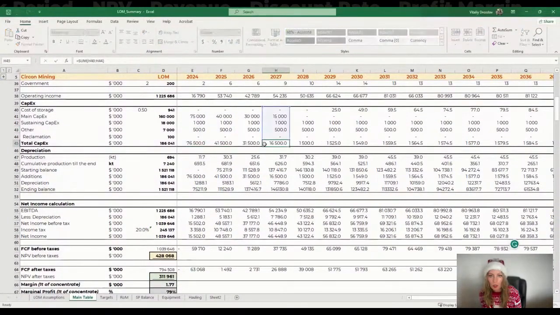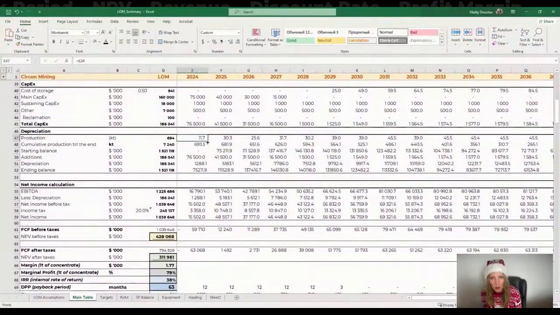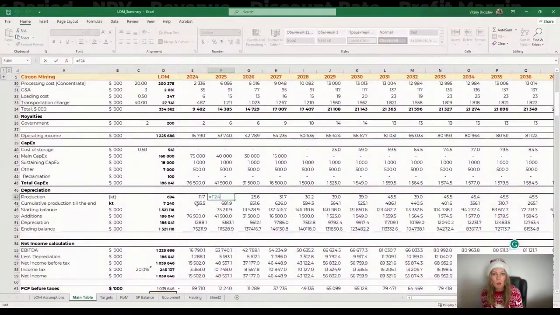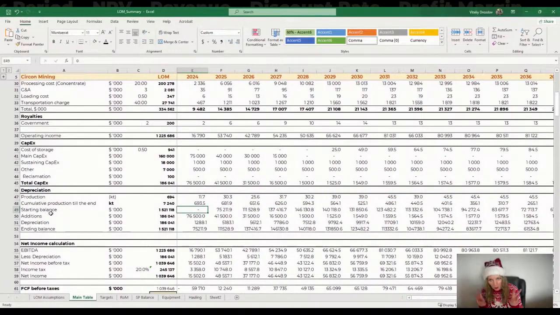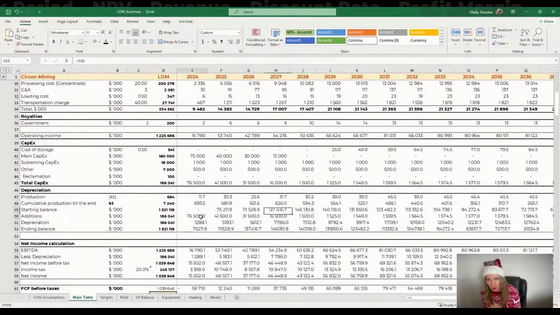So next, we'll work on calculating depreciation. For this, we need the annual production data, which we can conveniently copy from the previous calculations. The cumulative production till the end indicator, as the name suggests, represents the total amount of concentrate produced from the current period until the end of development.